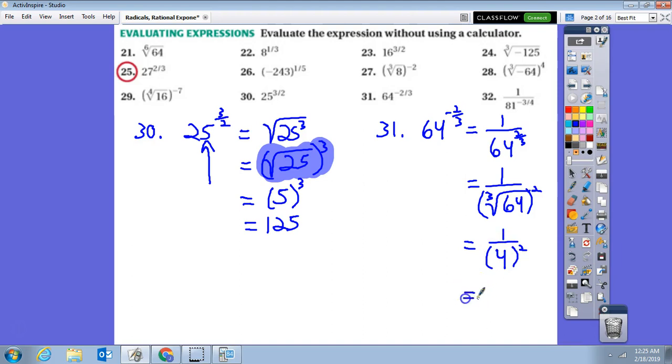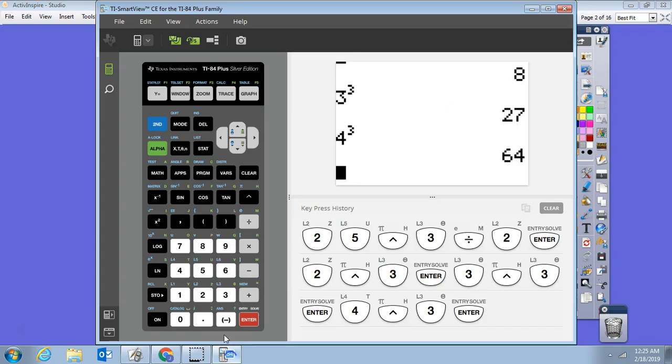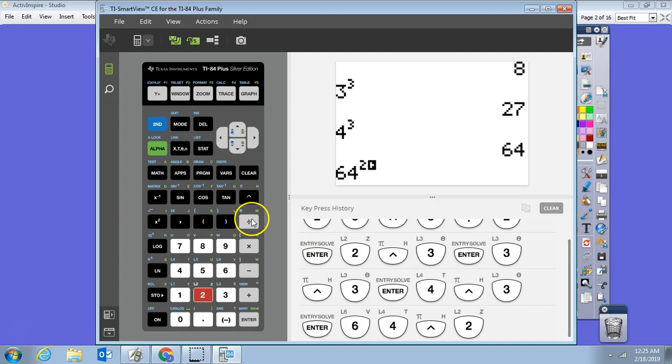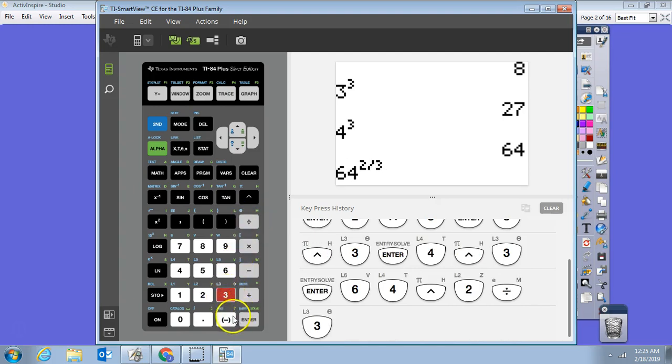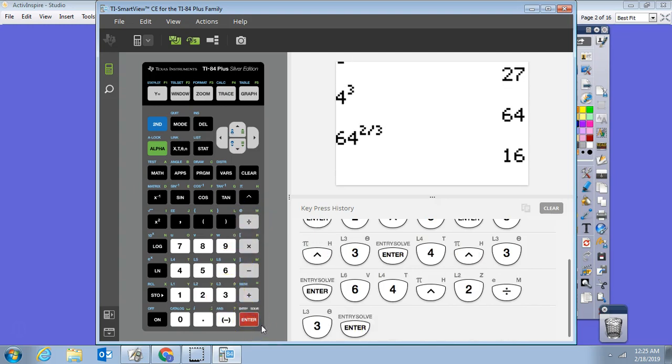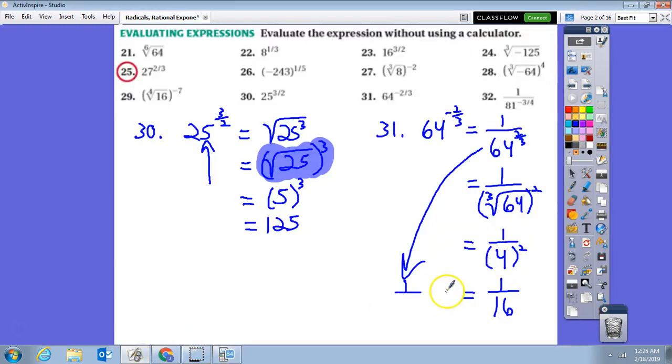So this is 1 over 4 squared, or 1 over 16. Now again, you could plug in 64 to the 2/3 power into your calculator as well, raising 64 to the 2 divided by 3, or 2/3 power, is 16. So this is going to be 16. I know this said without a calculator, but we are going to have no non-calculator portions on the quiz or the test.